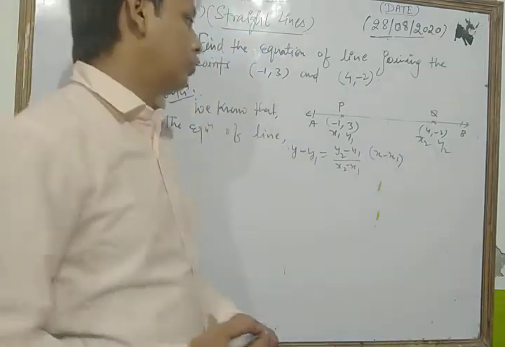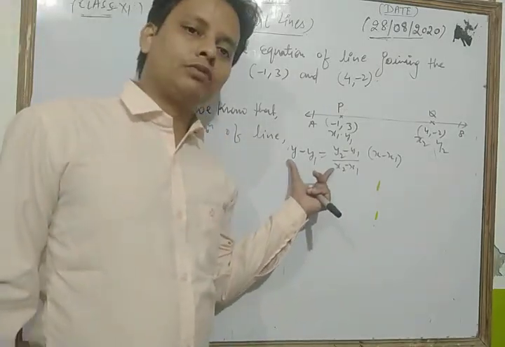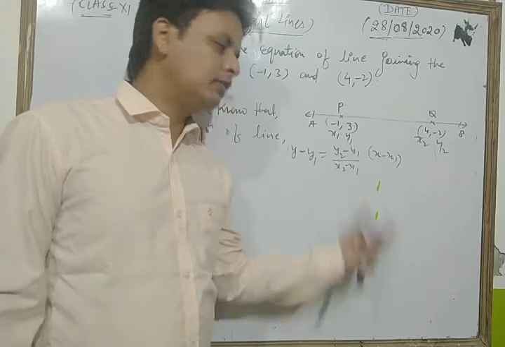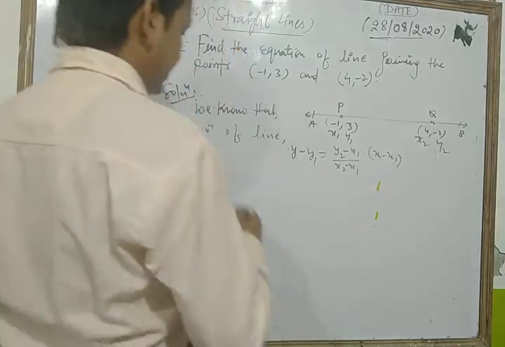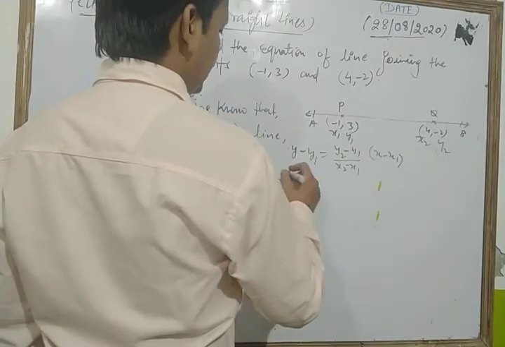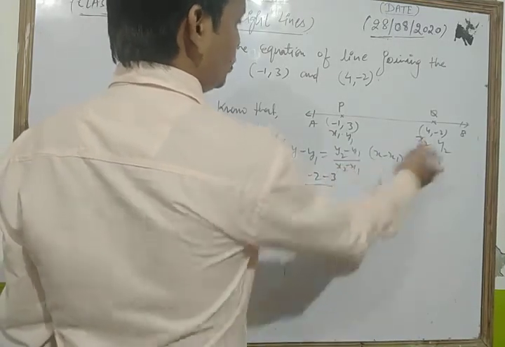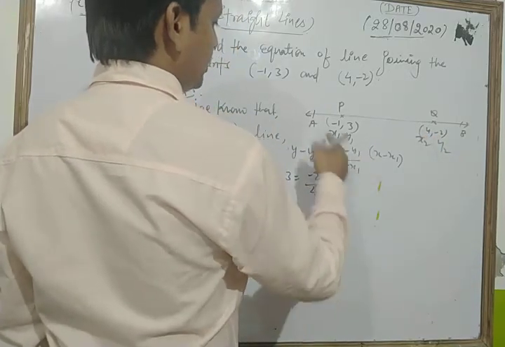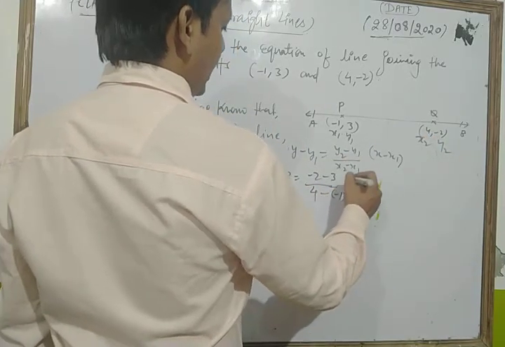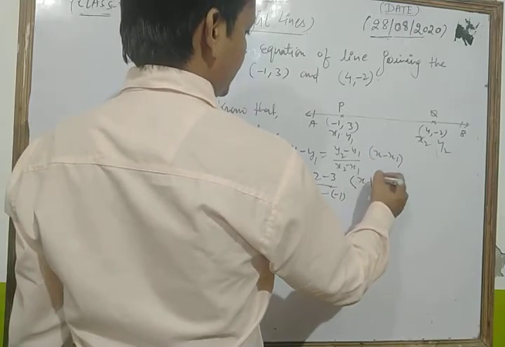Now dear students, look what I do. We put the values of x1, y1 and x2, y2 in that formula. Now we have y minus y1, the value of y1 is 3, equal to y2, which is minus 2, minus y1 which is 3, upon x2 which is 4 and x1 which is minus 1, times x minus x1, so x minus x1 is x plus 1, since minus minus becomes plus.